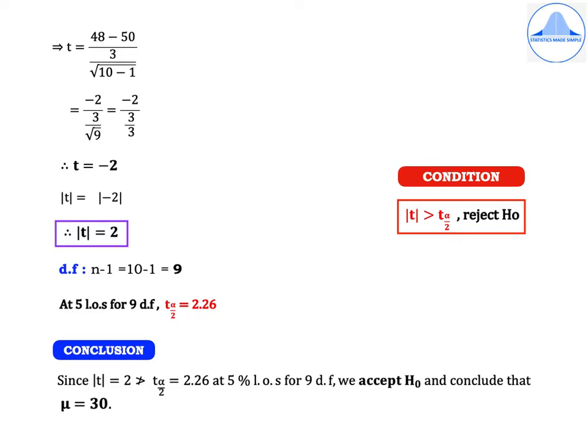Last step is the conclusion. Since mod t is equal to 2 is not greater than t alpha by 2, which is equal to 2.26 at 5% level of significance for 9 degrees of freedom, we accept H naught and conclude that mu is equal to 50.